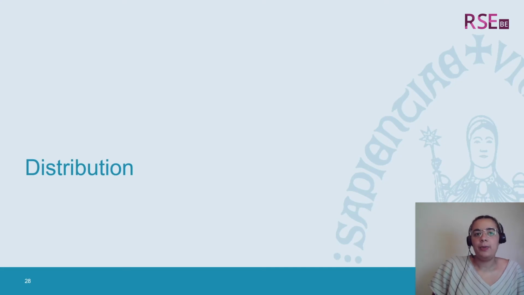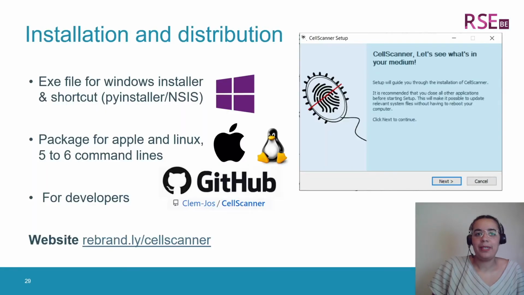Now the tool is done, we decided to distribute it. The tool is compatible with Windows, Mac, and Linux. We simplified the installation for Windows. No dependency is needed. We used PyInstaller and NSIS to create an installer, which also creates a shortcut for easier use. For Mac and Linux, the user needs to install Python and some packages, such as PyQt5, but we reduce the installation to 6 command lines.